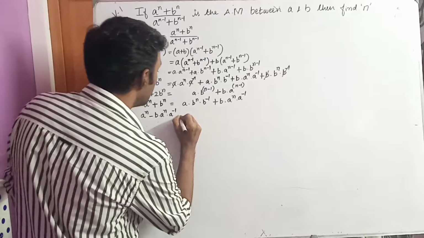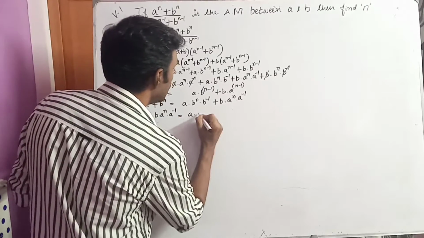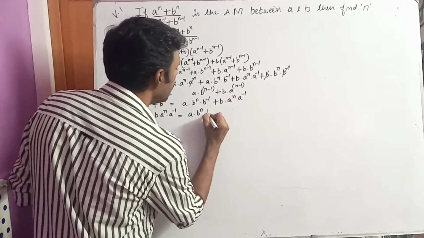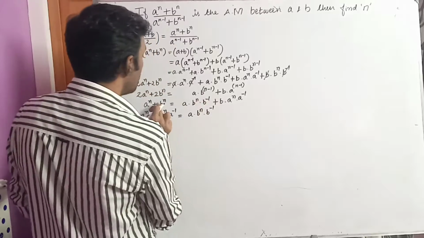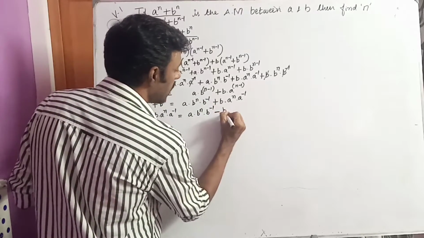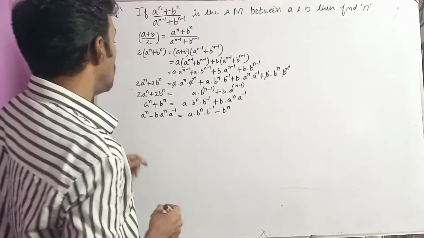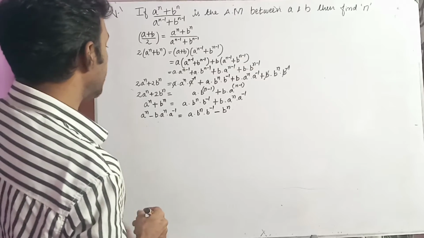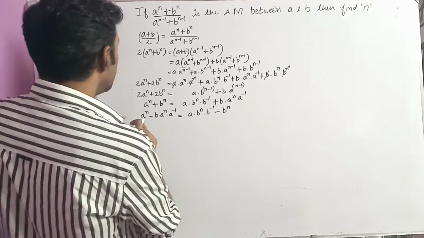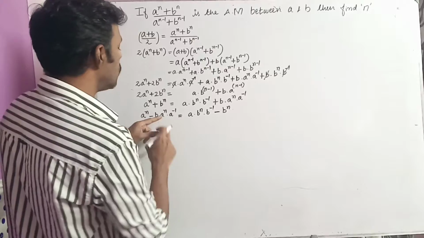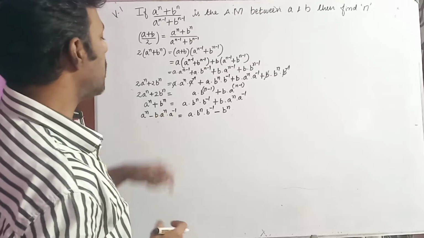Which is equal to a into b to the power n into b power minus 1, this term, minus this term, minus b to the power n. Okay, so now what I'll be getting is, see, a power n minus b into a to the power n into a power minus 1.